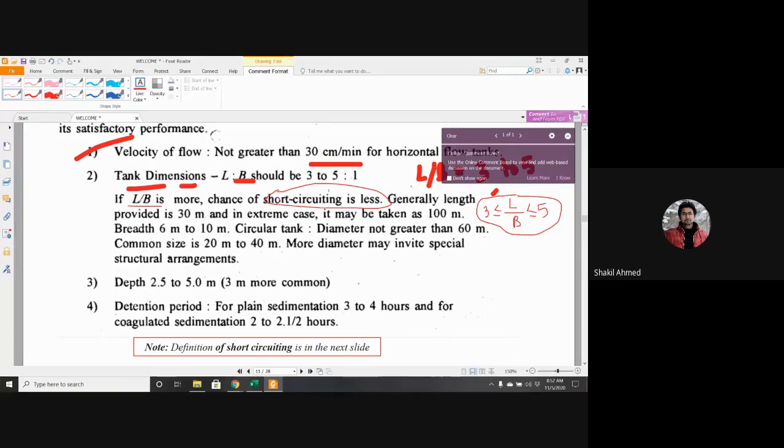Okay. So generally, the length provided is 30 meters. In extreme cases, it may be taken as 100 meters. So length should usually be around 30 meters. In extreme cases, we may go for 100 meter length. I'm talking about length. And breadth 6 to 10 meters. Breadth means the B. B should be 6 to 10 meters.